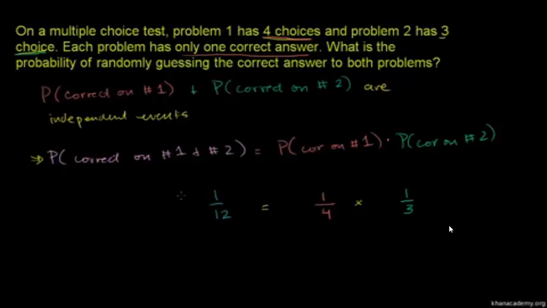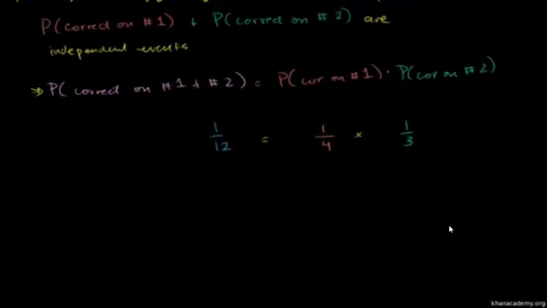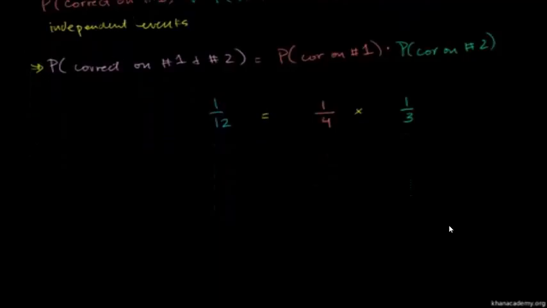Now, to see visually why this makes sense, let's draw a little chart here. We did a similar thing when we thought about rolling two separate dice. So let's think about problem number 1. Problem number 1 has 4 choices, only one of which is correct. So let's write incorrect choice 1, incorrect choice 2, incorrect choice 3, and then the correct choice over there. So those are the 4 choices. They're not necessarily going to be in that order on the exam, but we can just list them in this order.